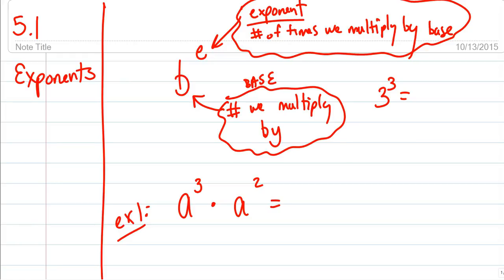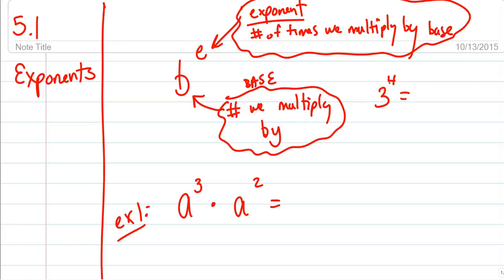When I have an exponent, there's two parts. The b is the base, so I have b raised to the e. The e is the exponent, okay? The base is the number we are multiplying by. The e, the exponent, is the number of times we multiply by that base. So for instance, here I have 3 to the 4th, okay?